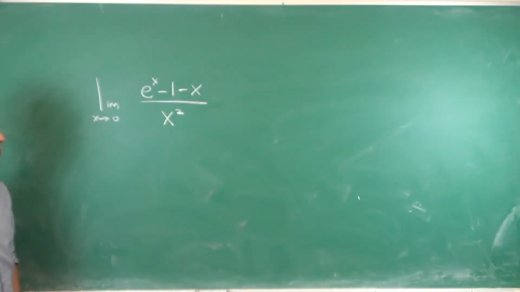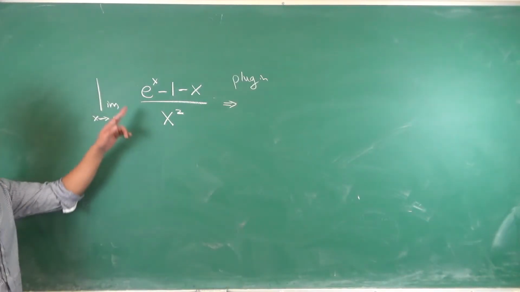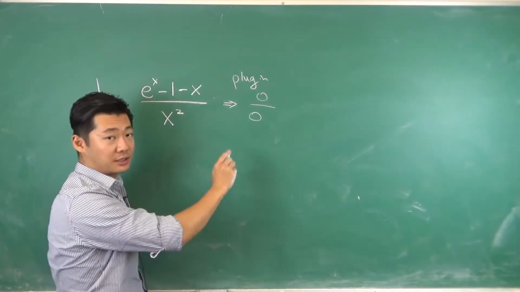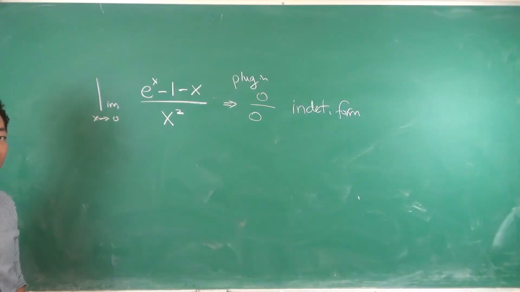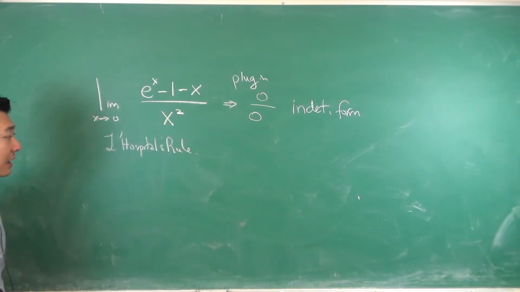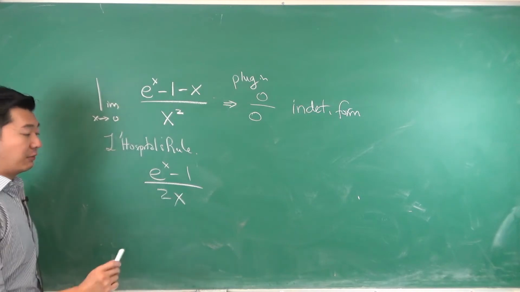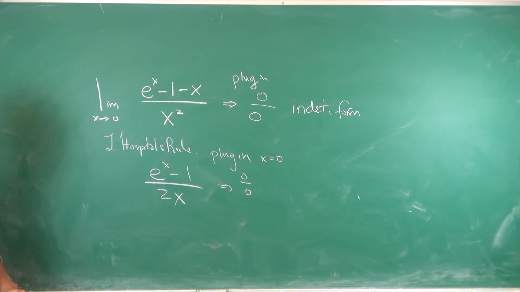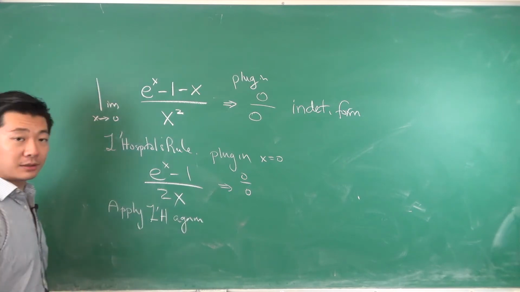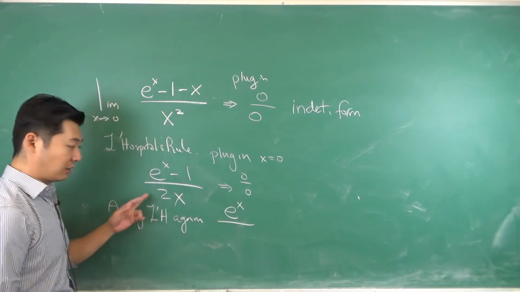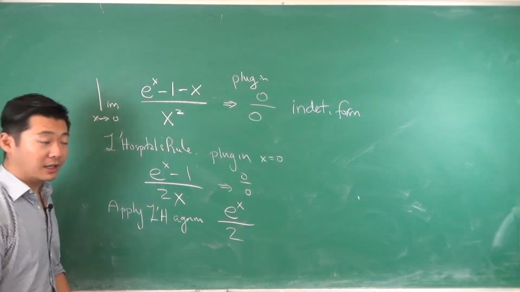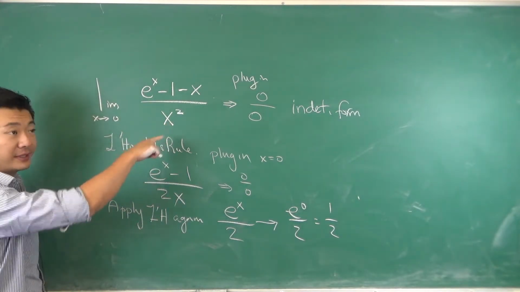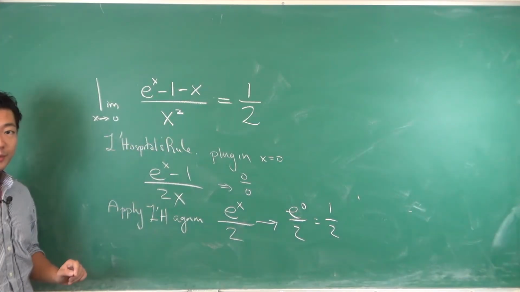Let's try another example. Again, we plug in. We'll get 1 minus 1 minus 0. So that's 0 divided by 0. So this is an indeterminate form. So we can apply L'Hopital's rule. We take the derivative of the top and the derivative of the bottom. If we plug in, we get 0 over 0 again. So we can apply L'Hopital's rule once more, so that we take the derivative of the top, derivative of the bottom. This time, when we plug in, we get e to the 0 over 2, which is 1/2. And so this limit is 1/2 by L'Hopital's rule.